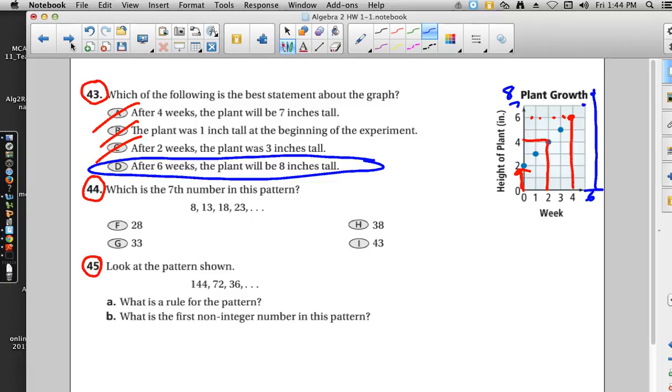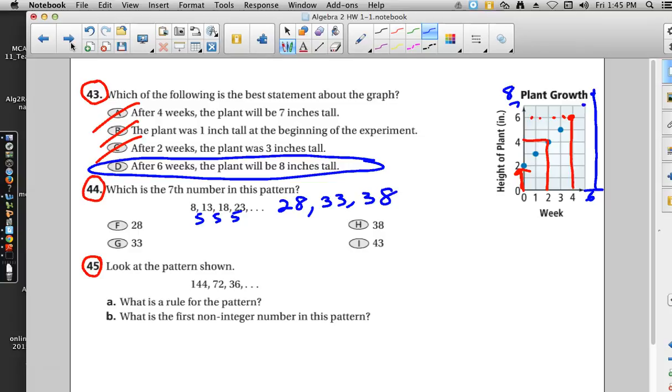44 says, which is the 7th number in this pattern? Well, let's see. They're going up, so let's try adding. Here they're adding 5. 13 to 18, they're adding 5. 18 to 23, they're adding 5. So let's keep adding 5. 23 plus 5 is 28. 28 plus 5 is 33. 33 plus 5 is 38.